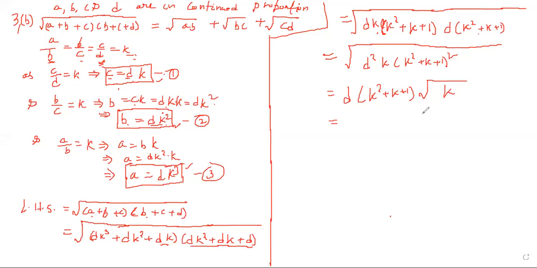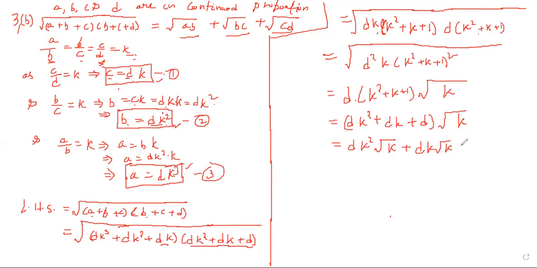so d into k square plus k plus 1 root k is there, and we have to bring root ab plus root bc plus root cd, means 3 separate roots. So first we open the bracket, multiply this d with k square plus this d with k plus d with 1 into root k equals to, open the bracket, dk square into root k plus dk into root k plus d into root k equals to, now write all the terms inside the square root.